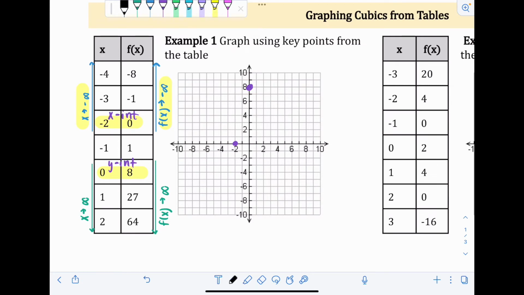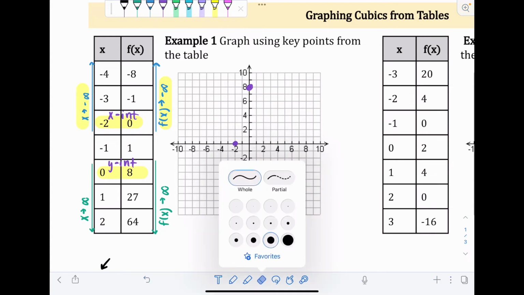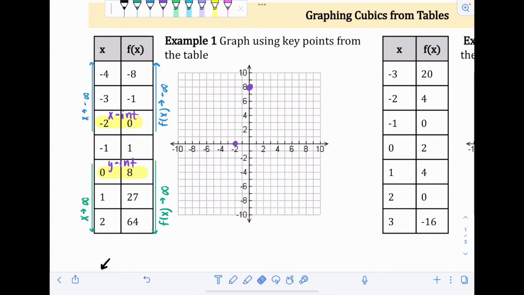So the graph is going to finish down into the left, and then on the other side, the bottom half of the table, x approaching infinity, that means right. F of x approaching infinity, that means up. So right side is going to go up. And that aligns with what we know about cubic functions, that they should be finishing going in a different direction. And then we just have the one x-intercept.